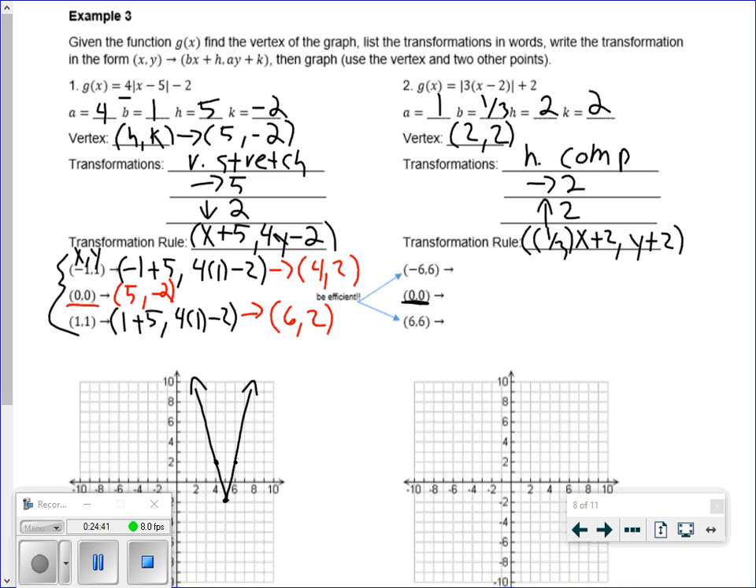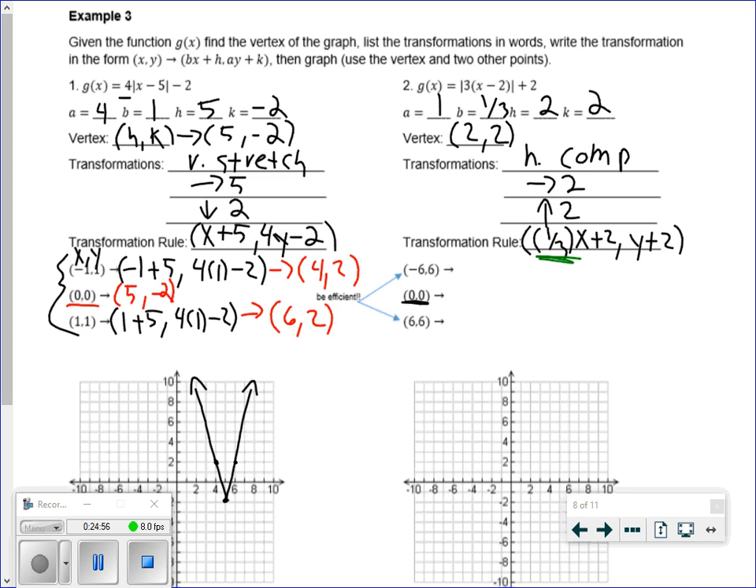So that's always going to be a point. It's always going to be one of our reference points because we need to know what's happening at that turning point. But that -6, 6 and that 6, 6, those are different than -1, 1. And that's because we have this fraction in the transformation rule.